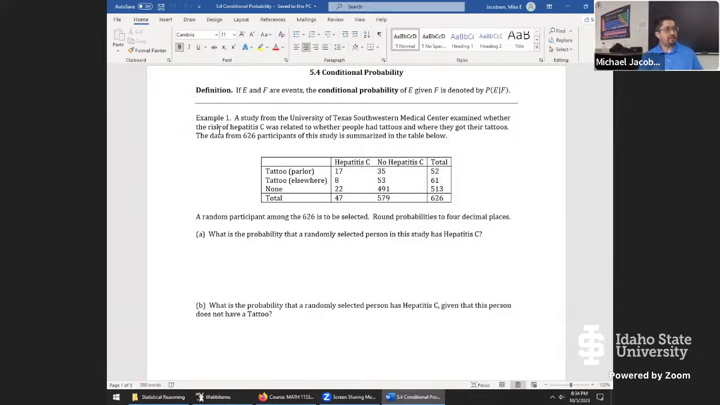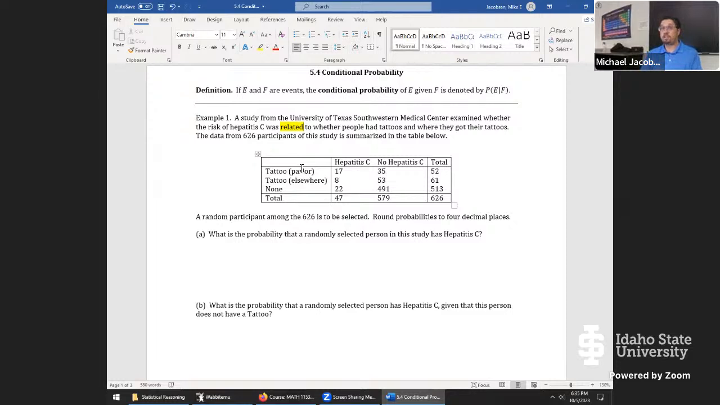Now, we'll still do hypothetical 1,000 tables in this section, but it's not as many times. This table is already completely provided for in example 1. And looking at the context, it tells us a study from the University of Texas Southwestern Medical Center examined whether the risk of hepatitis C was related to whether people had tattoos and where they got their tattoos. That's a really specific word here, related. They didn't try to establish cause and effect. So they're not trying to say tattoos cause hepatitis C.